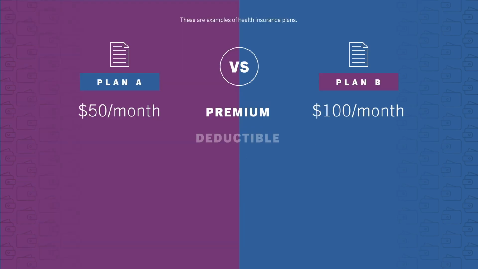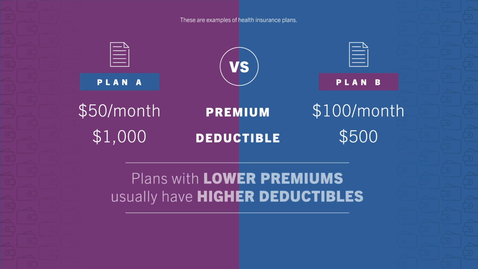Emilio sees that Plan A has a deductible of $1,000, while Plan B has a deductible of $500. That means for Plan A, he'll need to pay $1,000 before his plan begins to pay. For Plan B, he'll need to pay $500 before his plan begins to pay. Alejandro tells Emilio that plans with lower premiums usually have higher deductibles.